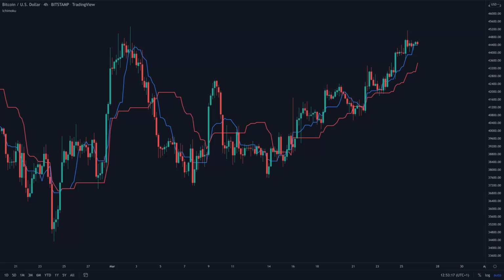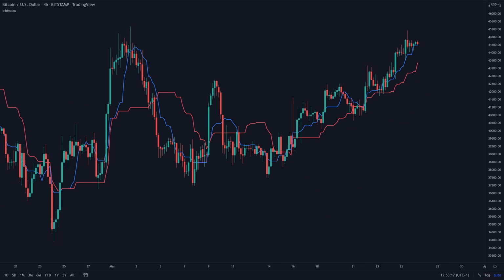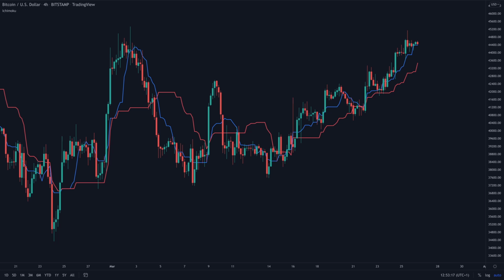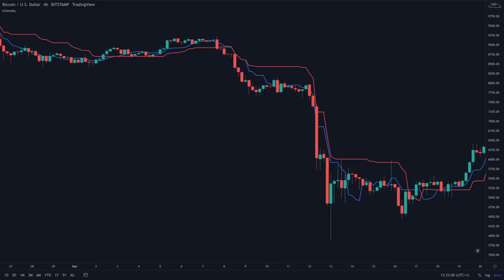Both lines are the averages of the highs and lows of a certain period, so they kind of have something in common with regular moving averages, but they're still a bit different. The default period for the conversion line is 9 and the default period for the baseline is 26. So the conversion line is reacting faster to price changes than the baseline. The calculations are as follows. Similar to moving average crossover strategies, a crossover of the conversion line over the baseline indicates a bullish momentum, and a cross of the conversion line below the baseline indicates a bearish momentum.